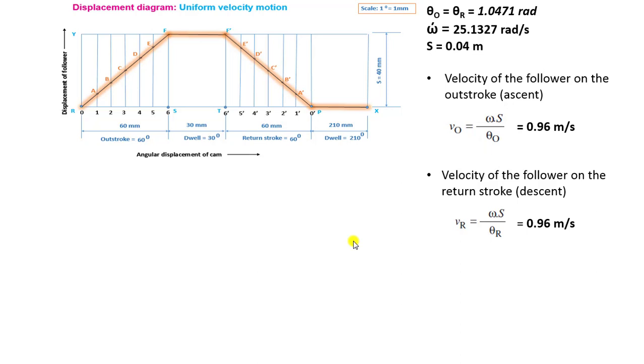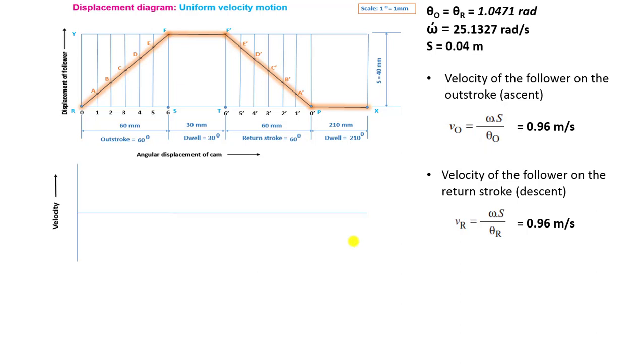Let us draw the velocity and acceleration diagram for a follower that is moving with uniform velocity motion. First of all, calculate the velocity during outstroke and return stroke with this equation. Select suitable scale for velocity and acceleration diagram. If you have any difficulty regarding these equations or velocity and acceleration diagram, go through lecture 3 of this module.